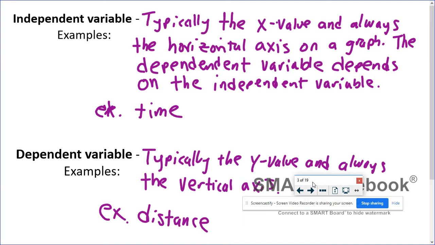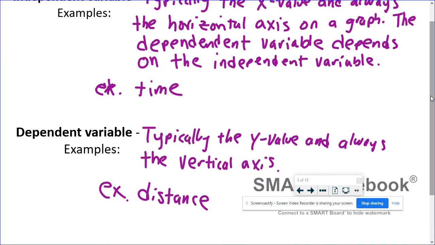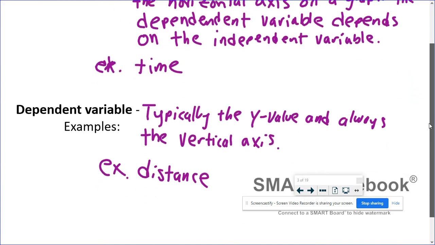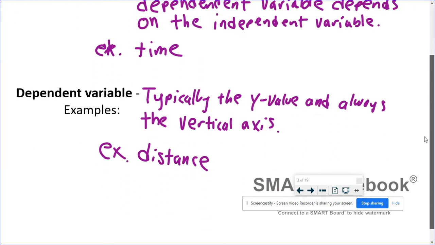A couple definitions that we'll talk about here. Independent variable. So typically that's the x value and always the horizontal axis on a graph. The dependent variable depends on the independent variable. An example of an independent variable is time. Anytime time is one of your variables, it's going to be your x value or your independent variable. So pause there if you need to write it down.